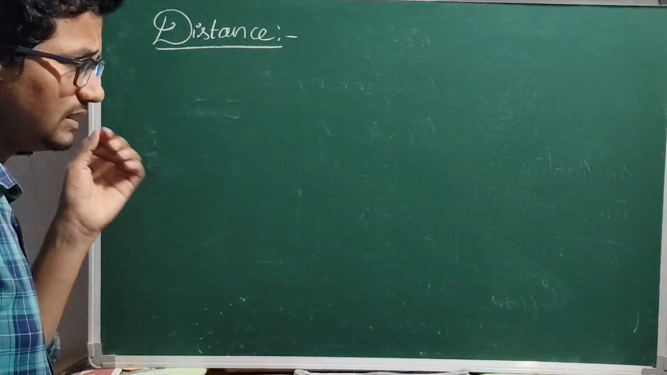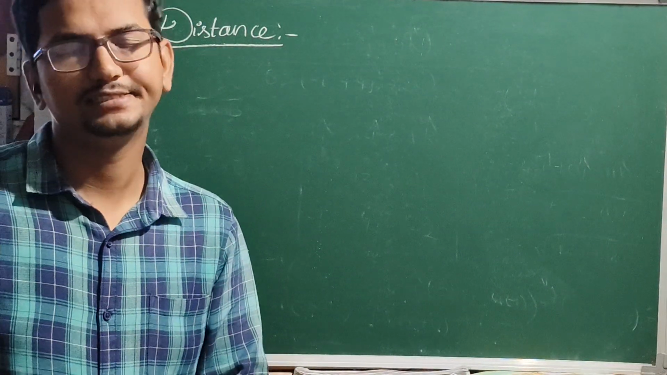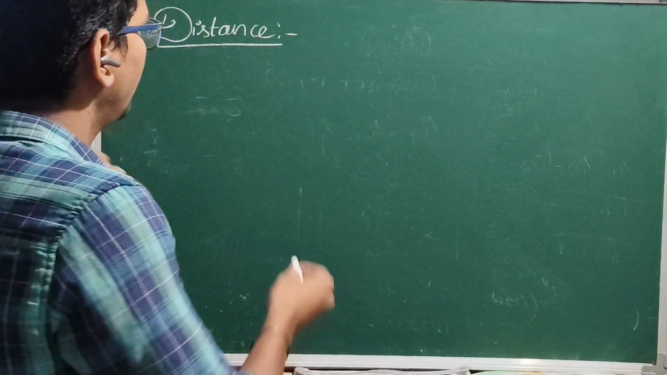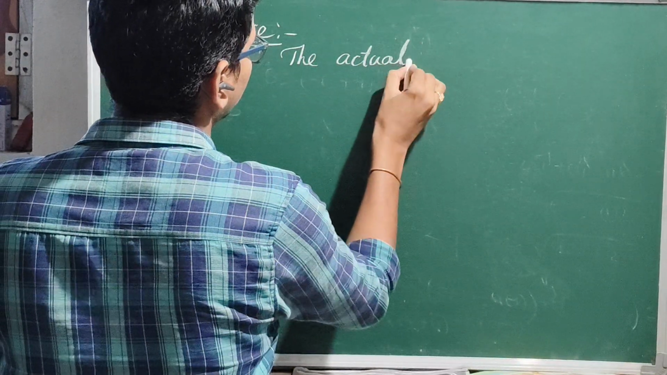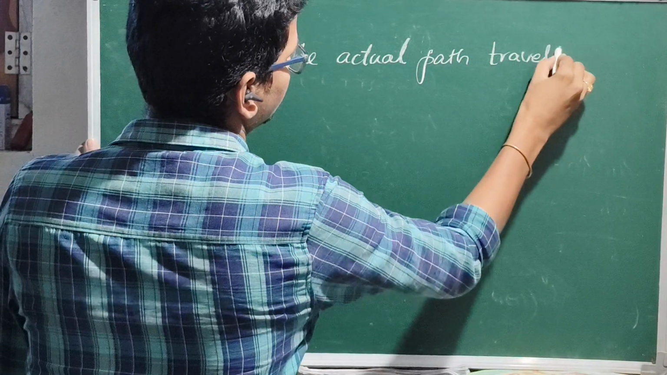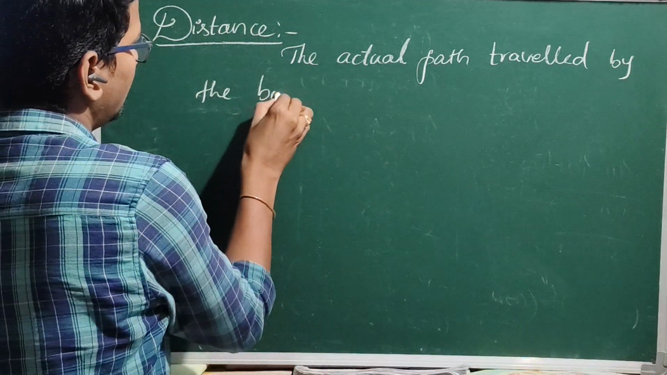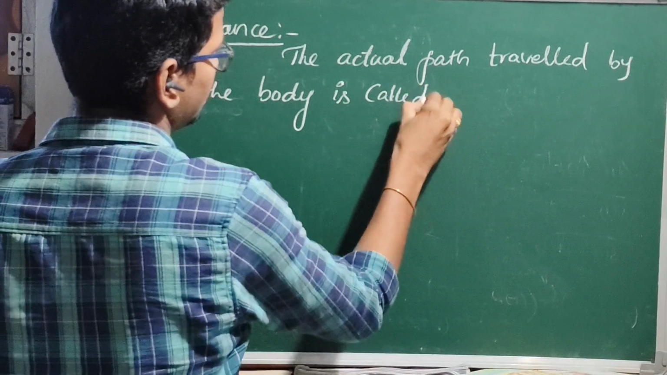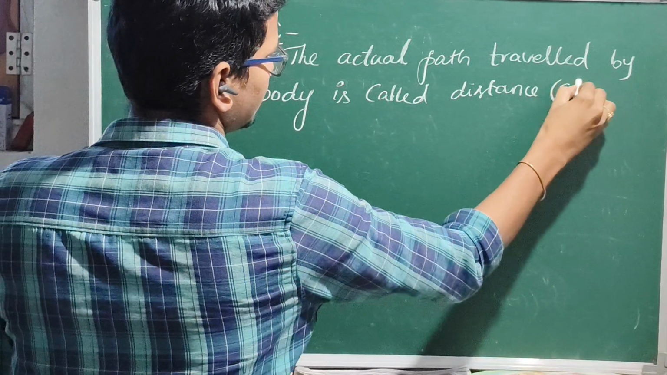Distance means the actual path traveled by the body, or the total path covered by the body, is called distance. The distance symbol we can represent with s.